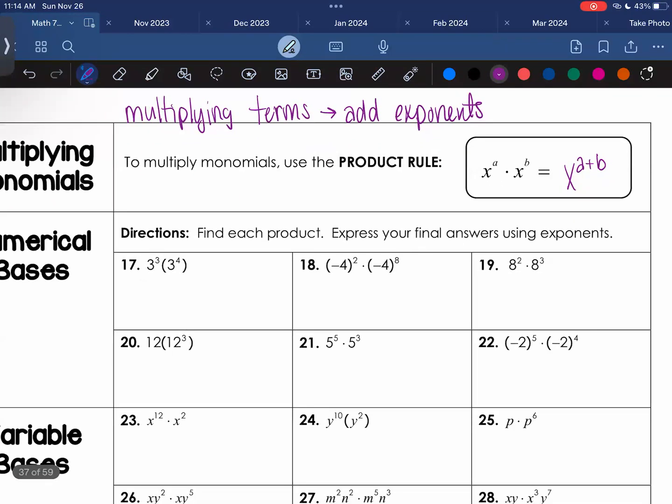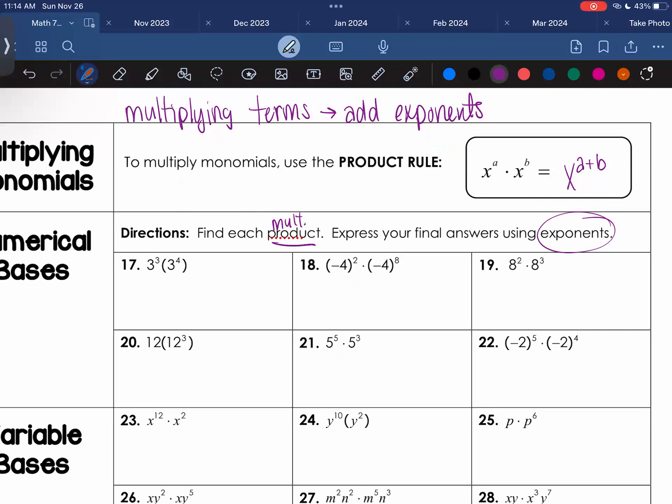So find each product, remember that means to multiply, and express your final answers using exponents. So we're not solving, we are keeping our exponents there, and then we're going to stop. So we have 3 to the power of 3 times 3 to the power of 4.